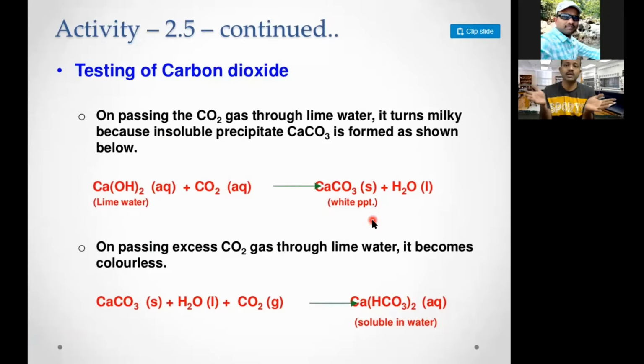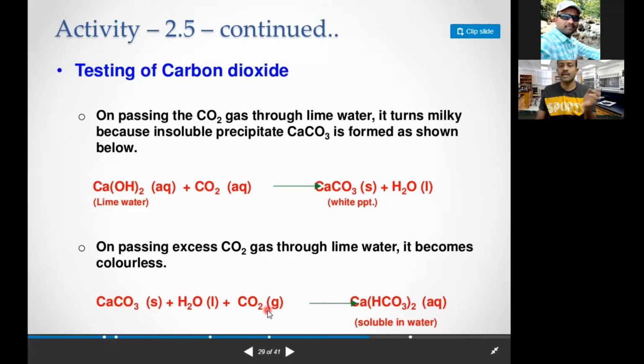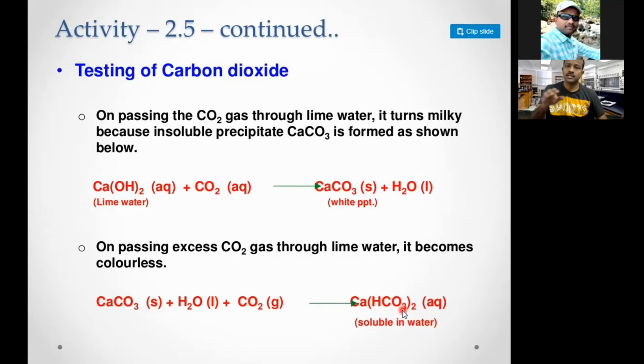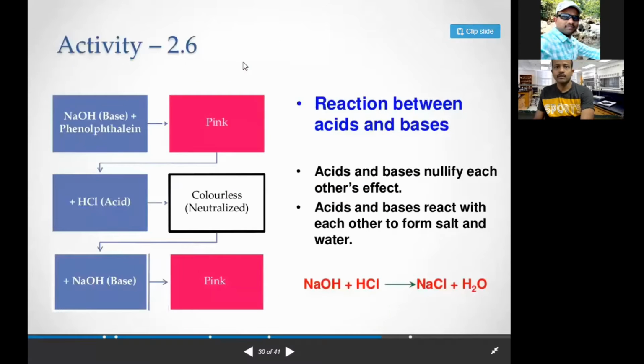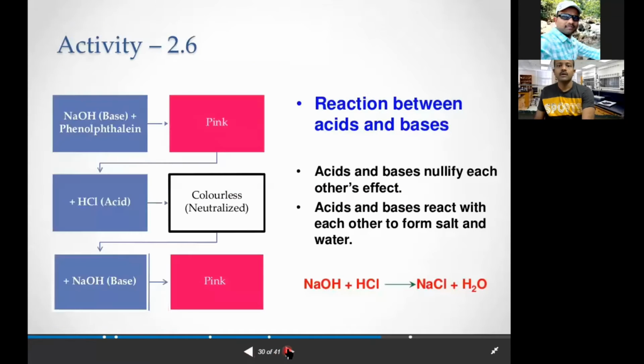What is the color of milk? Like that milk color we can observe here. Again, you pass an excess amount of CO2 through this white precipitate. Then the white precipitate, calcium carbonate, reacts with the excess CO2 and forms calcium bicarbonate, which is soluble in water. It will not give a precipitate. So this is activity 2.4, and activity 2.5 is over.